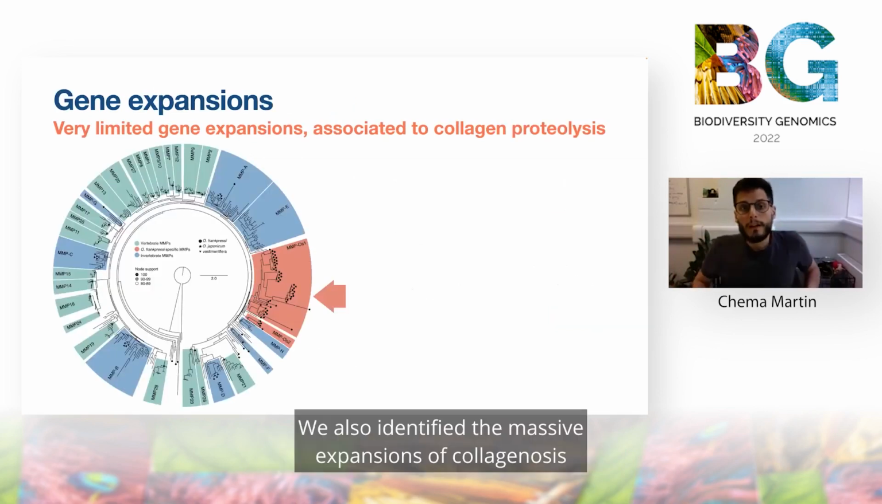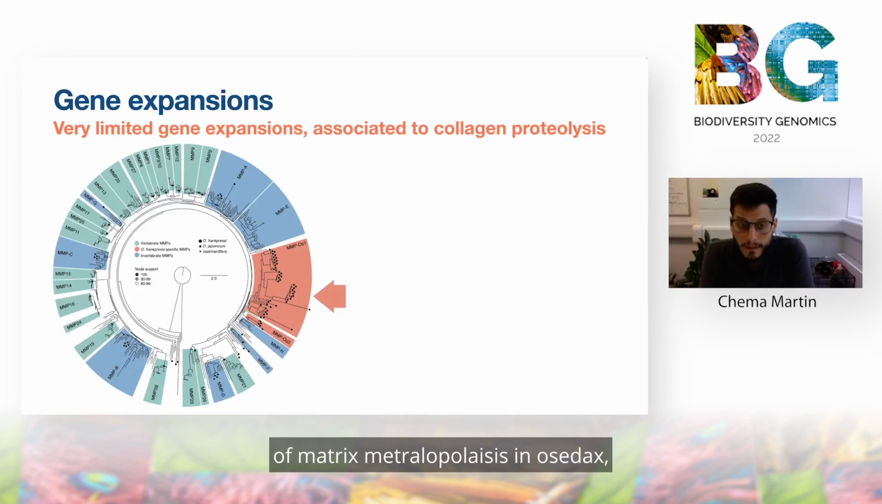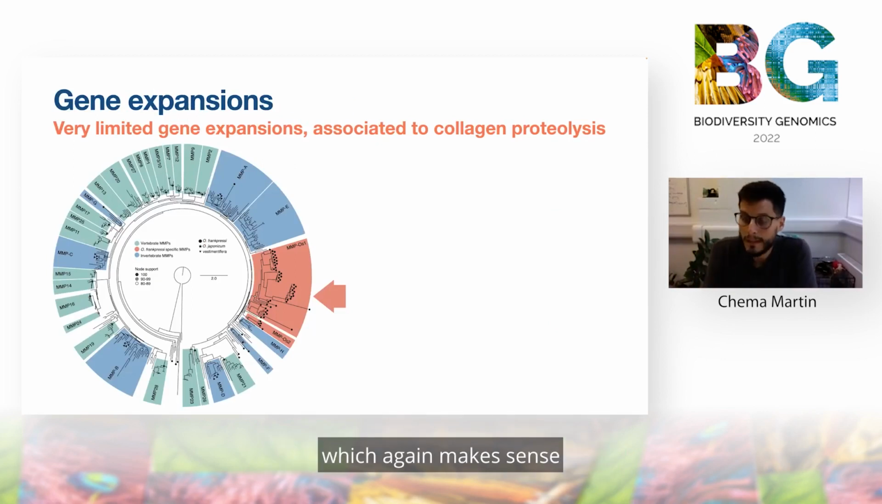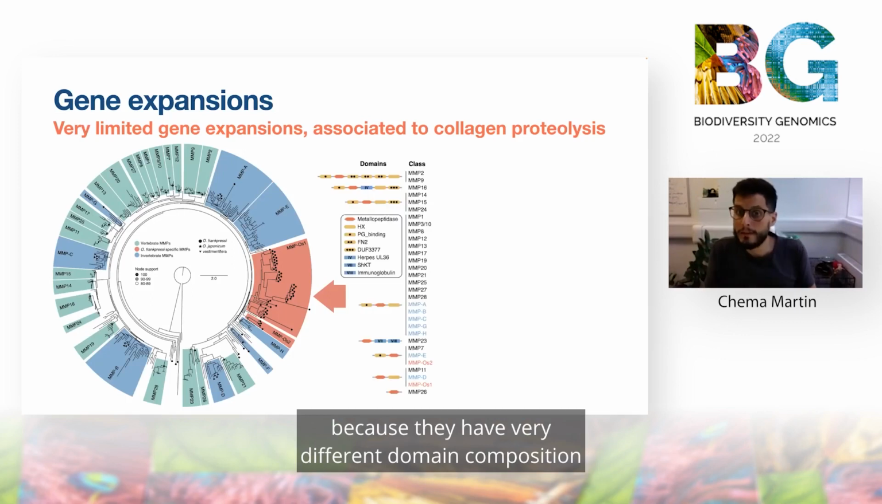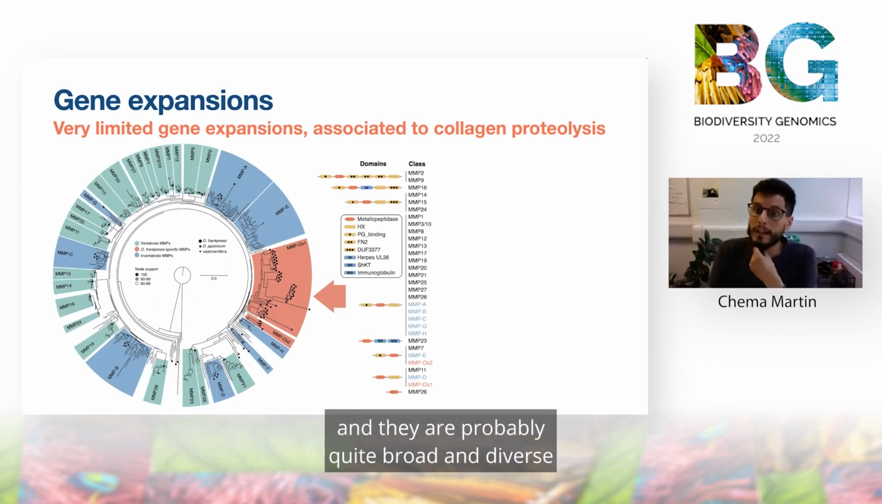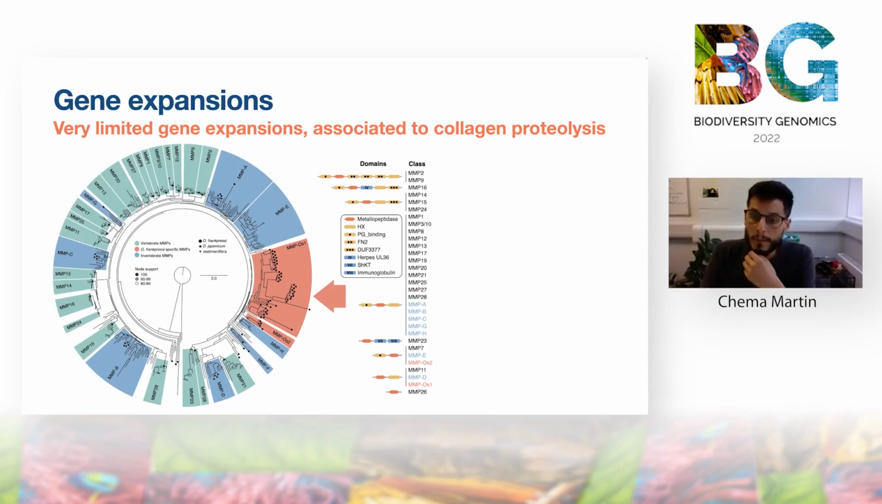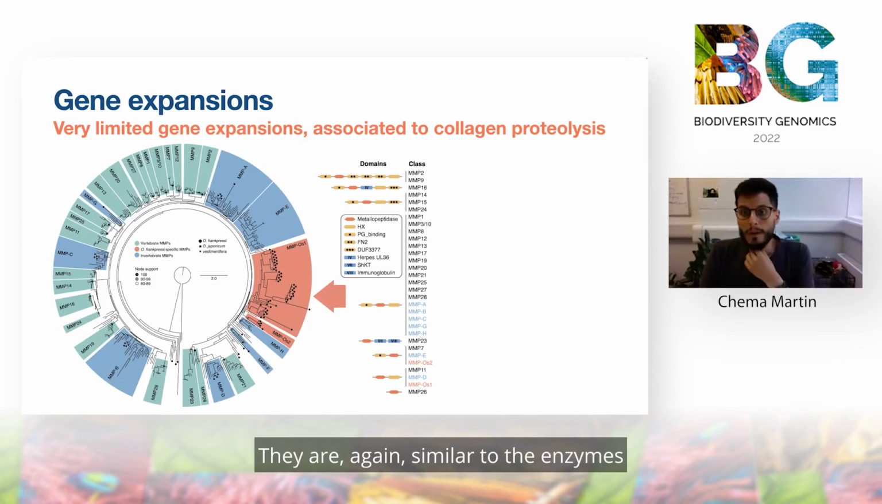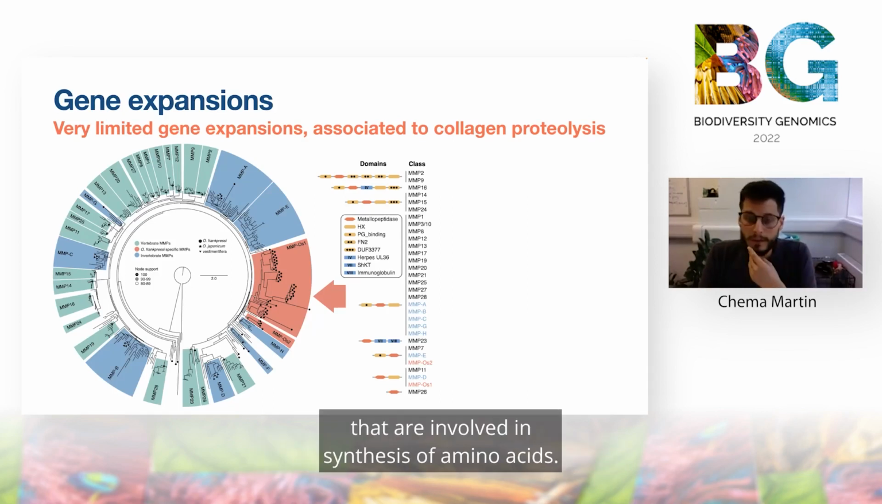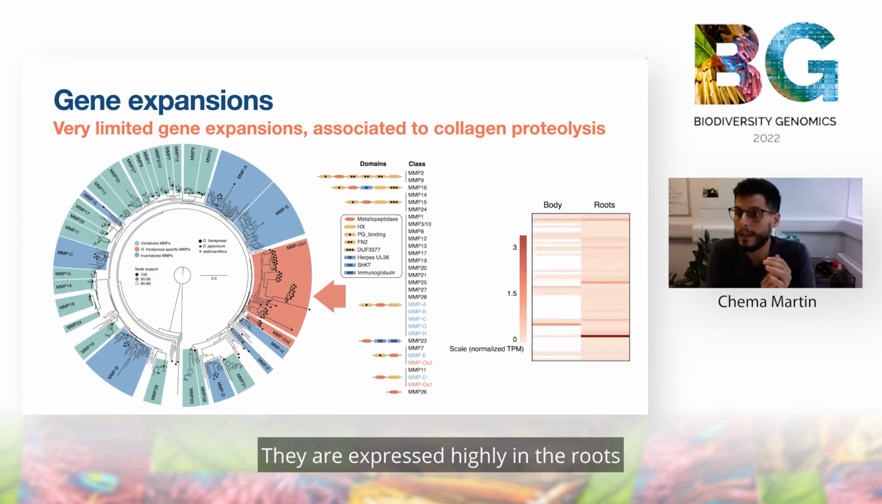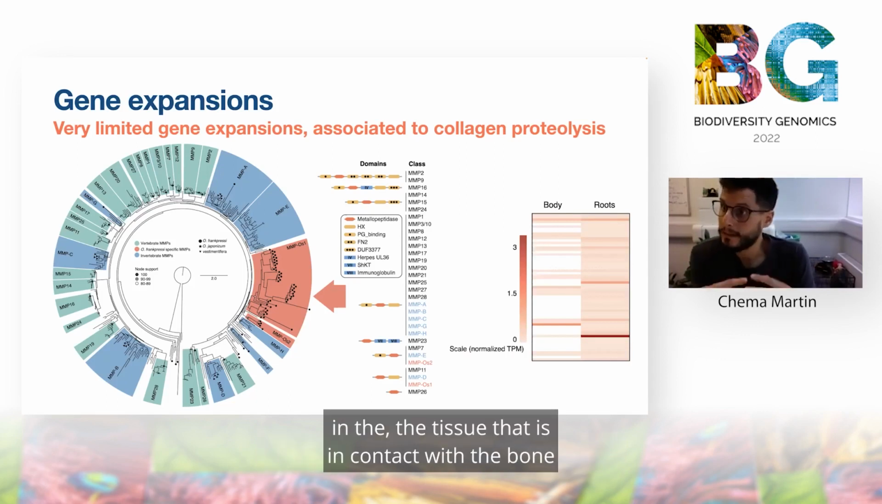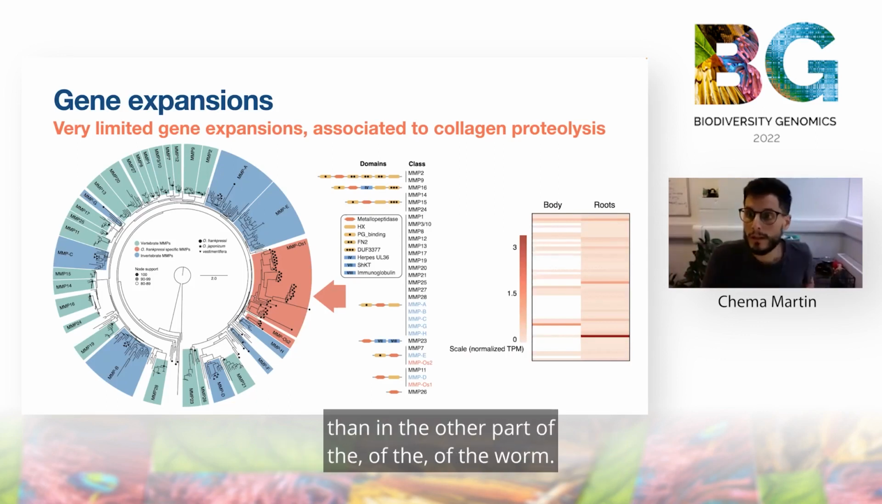We also identified massive expansions of collagenases, of matrix metalloproteases in Osedax, which again makes sense because they have very different domain composition, and they are probably quite broad and diverse to cleave all the extracellular matrix of the bone. They are again similar to the enzymes that are involved in the synthesis of amino acids. They are highly expressed in the roots, the tissue that is in contact with the bone, more than in the other parts of the worm.